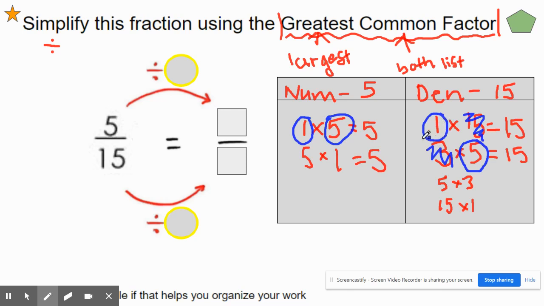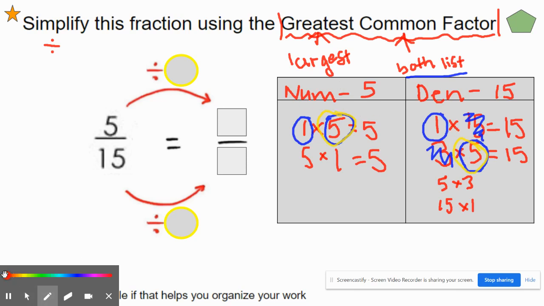So now what we have to do is decide, we know which numbers are on both lists. Now we have to pick from those two numbers which is the largest. Is 1 or 5 the largest? It's totally 5, okay? 5 is the largest, so 5 is our greatest common factor.